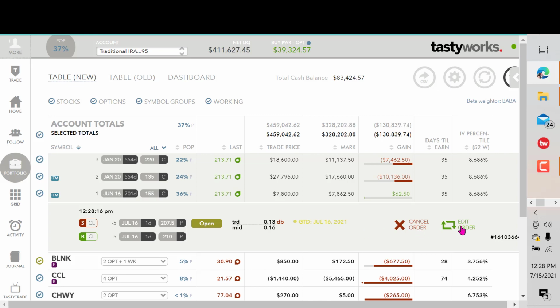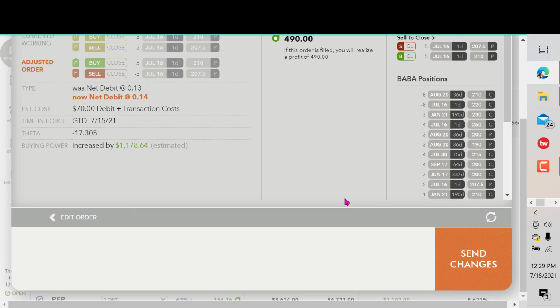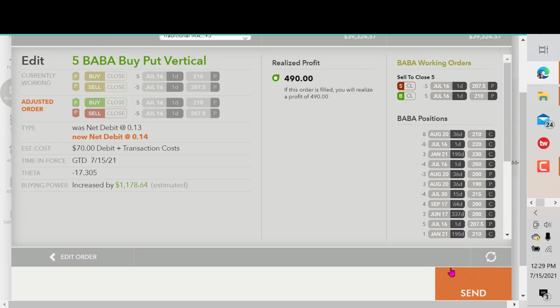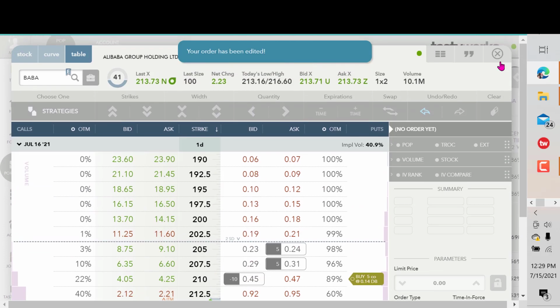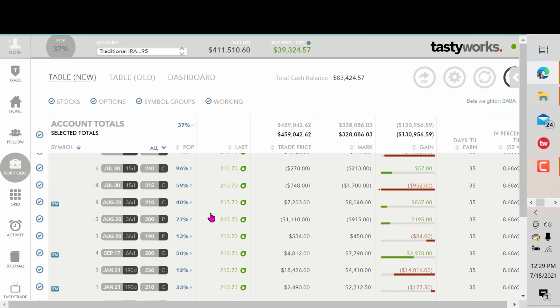If I want to edit it, say I want to change that 13 cents to 14 cents, I can go over here, click on anything, click and edit, hit review. It'll tell me I'm going to make $490. Hit send, and now it's updated. And it's 14 cents now instead of 13 cents. That's how you put the order out there.